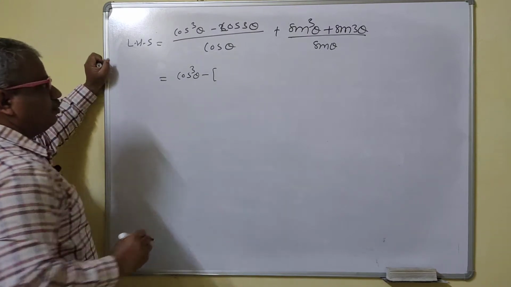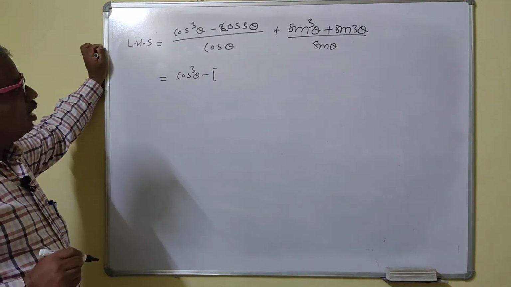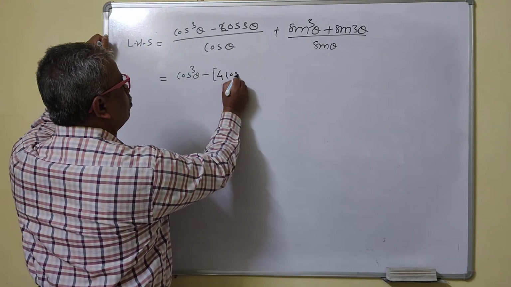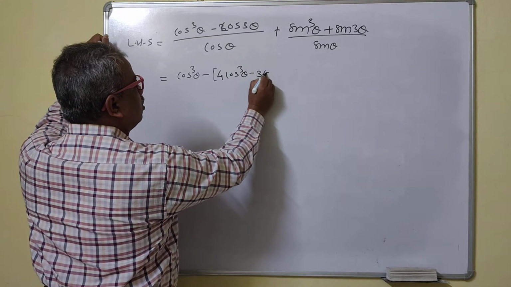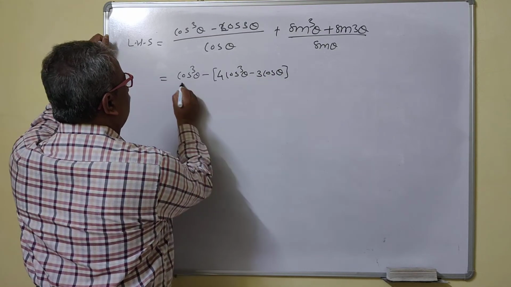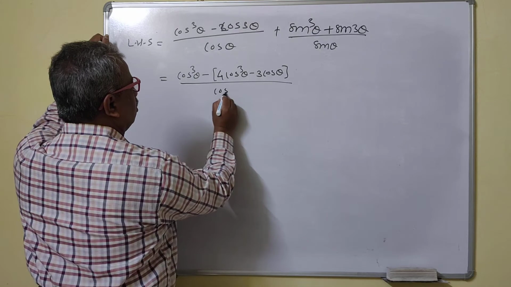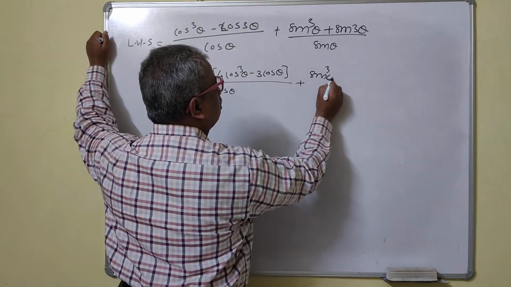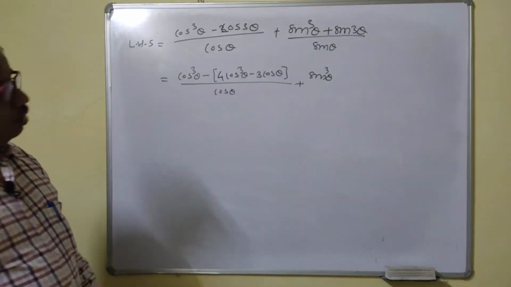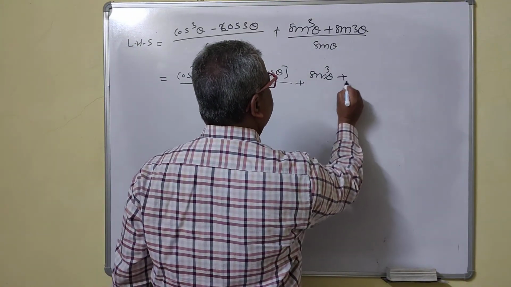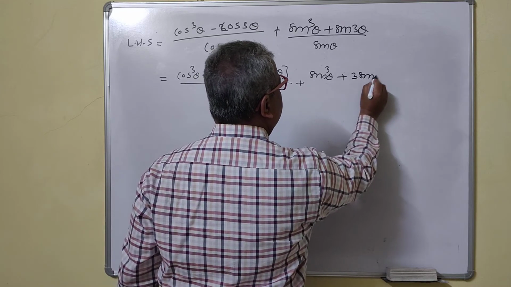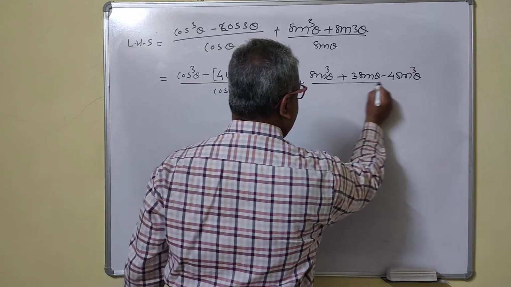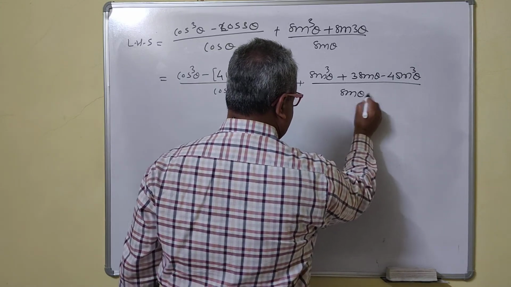Okay. So cos cube theta minus, we will write in bracket, because in cos 3 theta there are two terms. So this is 4 cos cube theta minus 3 cos theta, upon cos theta, plus sin cube theta plus, no, here no need of bracket, so 3 sin theta minus 4 sin cube theta upon sin theta.